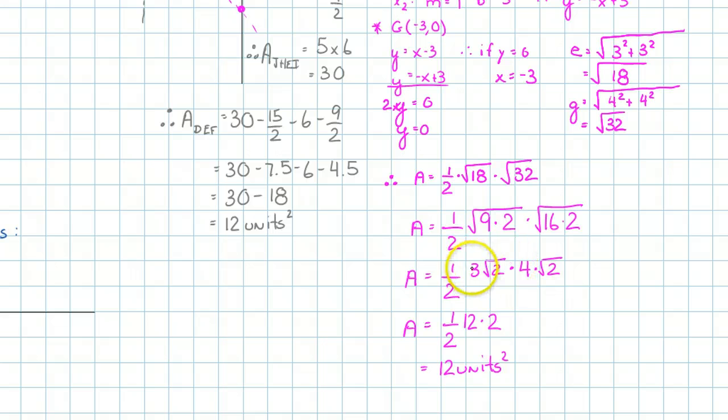So therefore, then we expand this. So 3 times 4 is 12. Root 2 times root 2 is 2. The square roots cancel each other out. And then we cancel out the 2's, and we get 12 units squared.